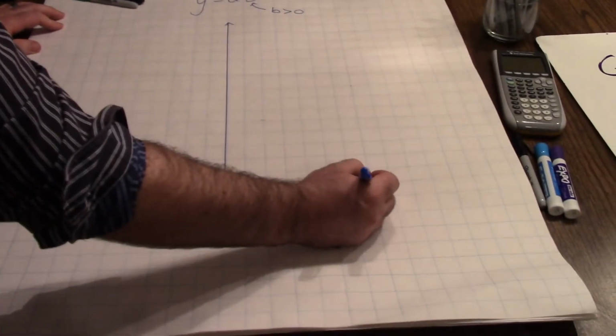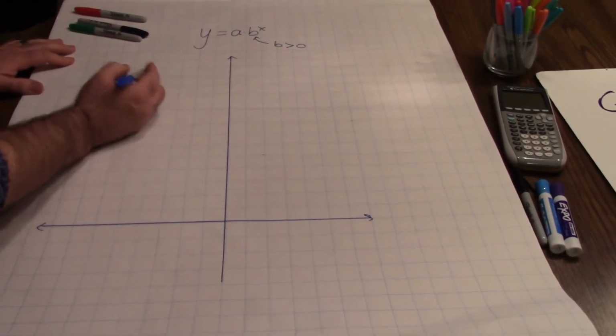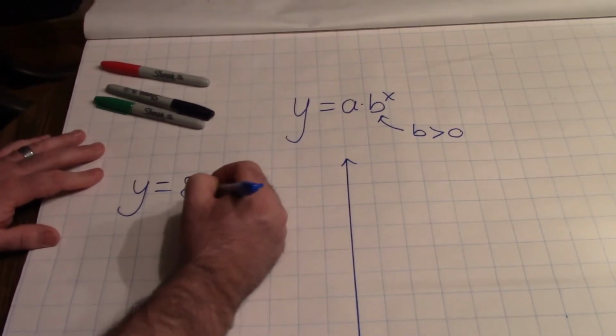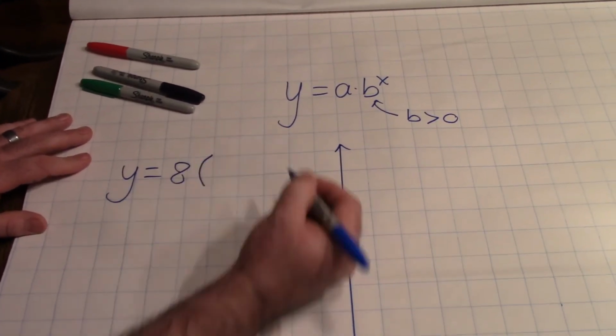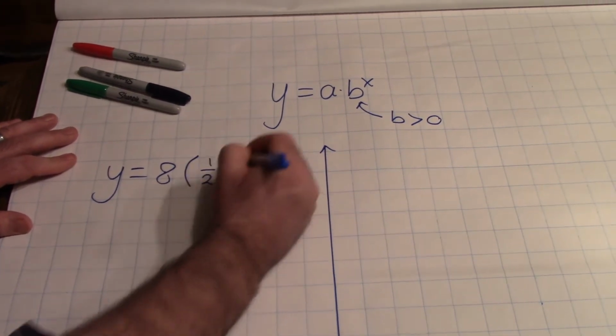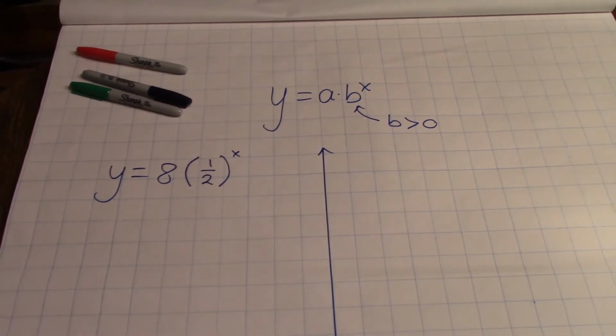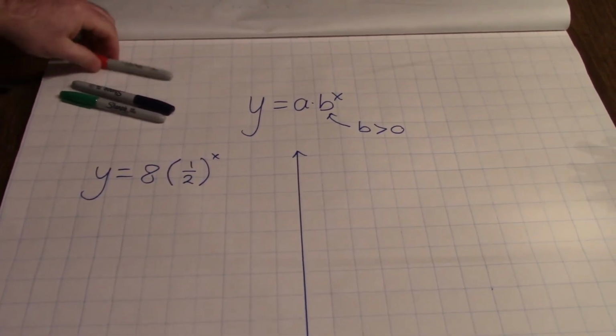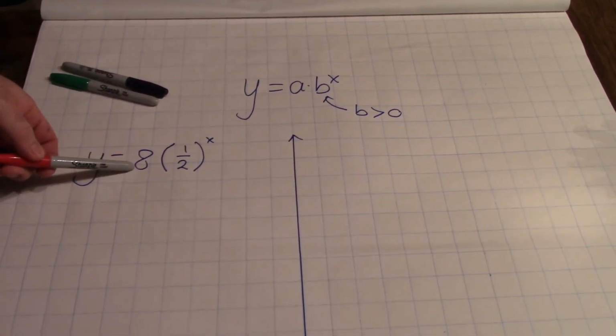Okay, so here's my new graph. I'm going to give you a new function, and we'll call this one y equals 8, in parentheses, but it still means multiplication, times 1/2 to the x power. All right, and so we can remember from last time that this is going to be my y-intercept.